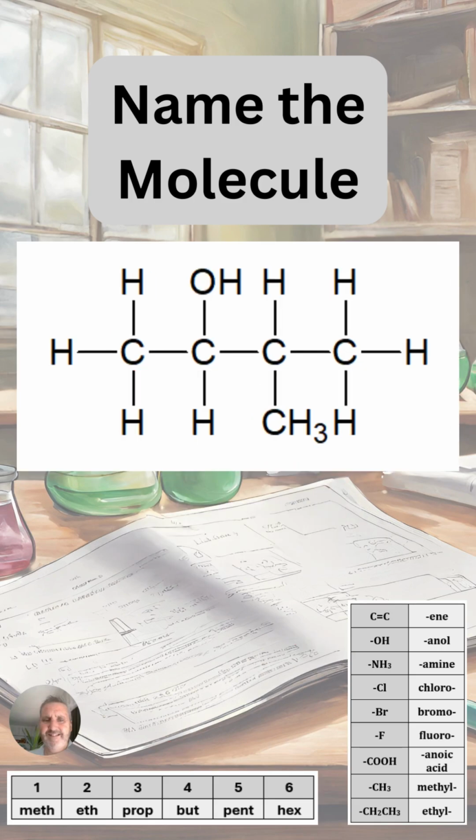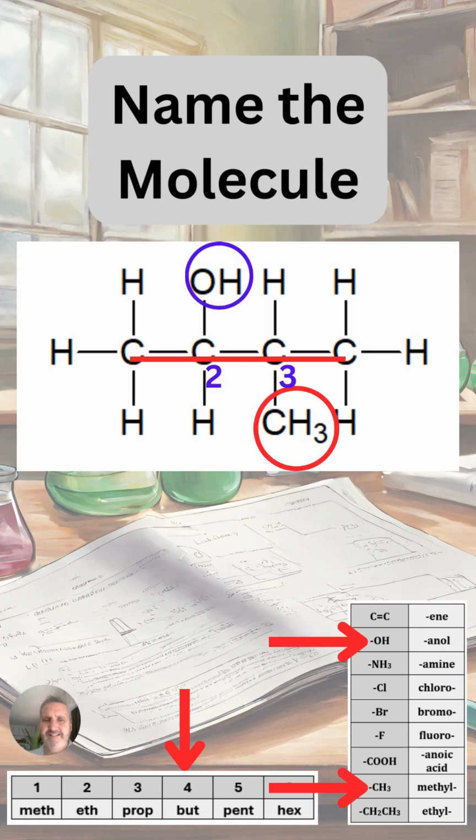Okay, so let's have a look at this molecule. We can see that there are 4 carbons in the longest chain, so but is going to be the part of the name here. We're going to see that it has 2 substituents, 2 groups or atoms coming off that aren't hydrogen. We have an OH coming off the second carbon and a CH3 coming off the third carbon.